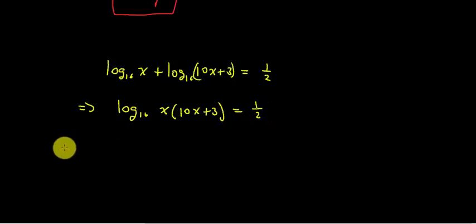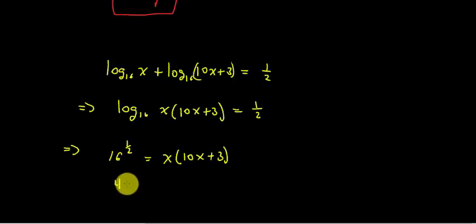Well, the very property of logs says, this is saying, 16 to what power gives me this, and we're saying it's equal to 1/2. So what that means is that 16 to the power of 1/2 has to be equal to this guy right here. It has to be equal to x times 10x plus 3. And so now I can solve for x, and 16 to the power of 1/2 is the square root of 16, which is just 4. So 4 is equal to x times 10x plus 3.